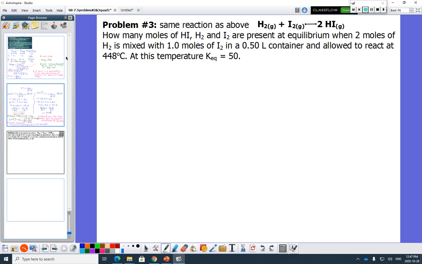So the same reaction as above. We've already checked it's all gases, so we're good. How many moles of HI, H2, and I2 are present at equilibrium? Again, it's giving us moles and asking us for moles, but read the question carefully.